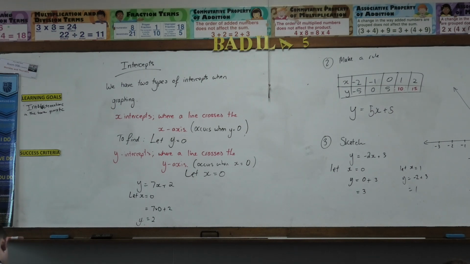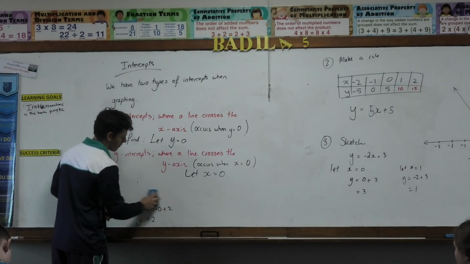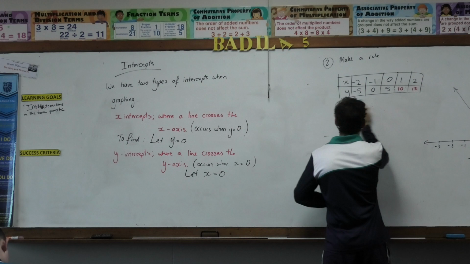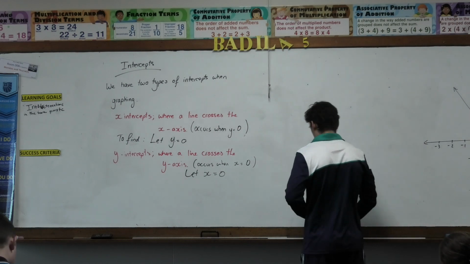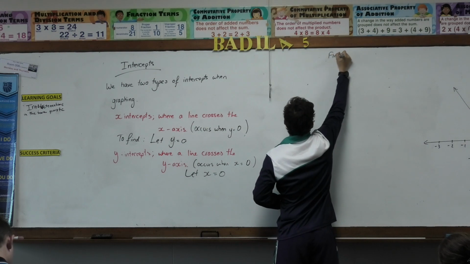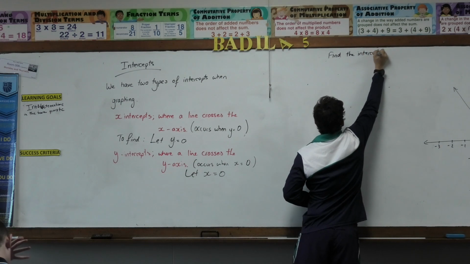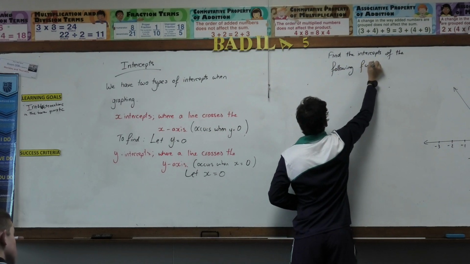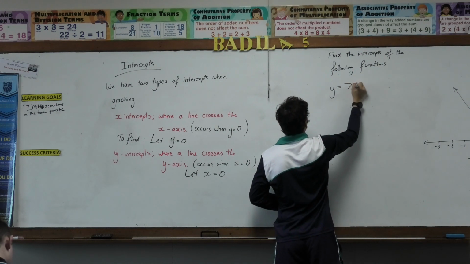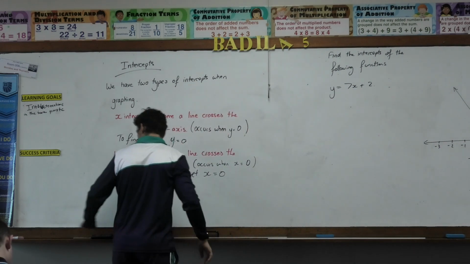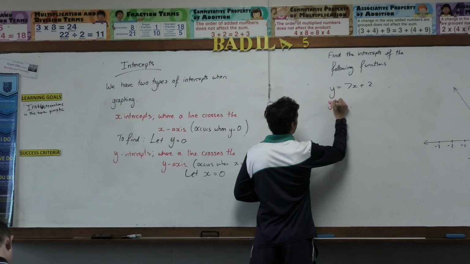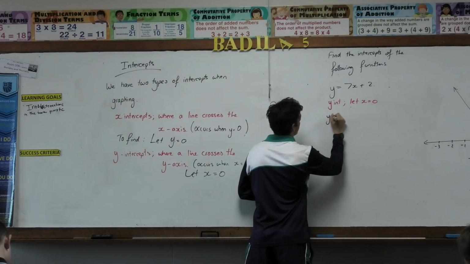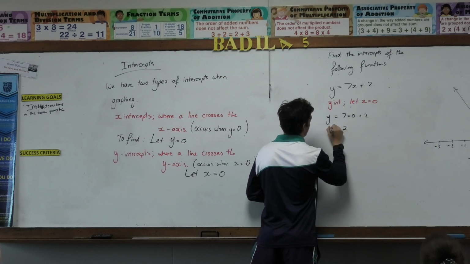Now, I will give us the same equation. I'll just rub it out and do it somewhere I've got a bit more room. I might do it on the right hand side. So let's assume I've got my problem straight up again. I've got the same function. I get asked to find the intercepts of the following. I get y equals 7x plus 2. For my y-intercept, let x equal 0. Y equals 7 times 0 plus 2, y equals 2.